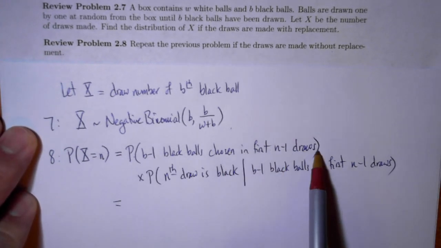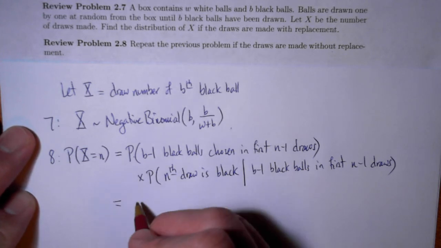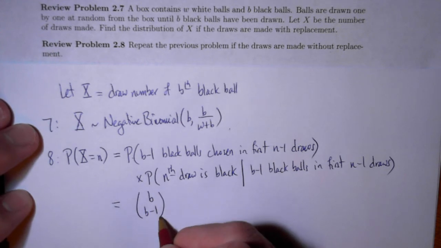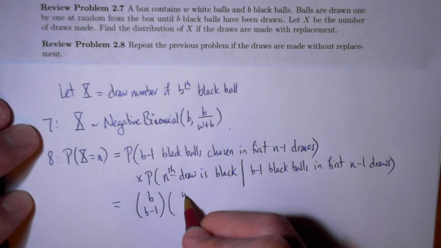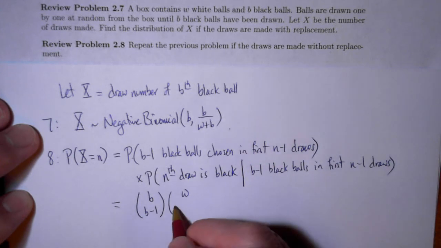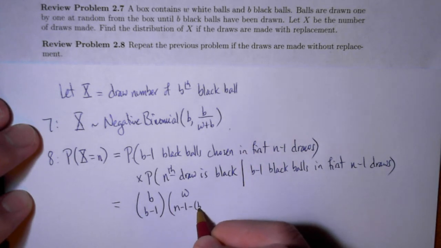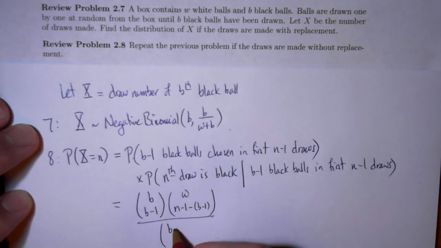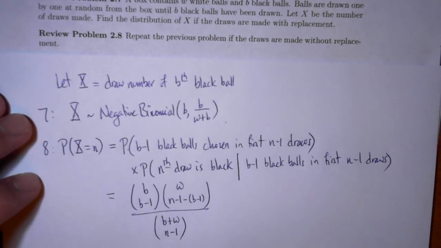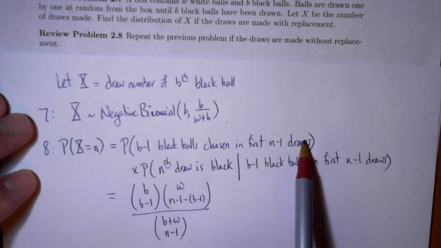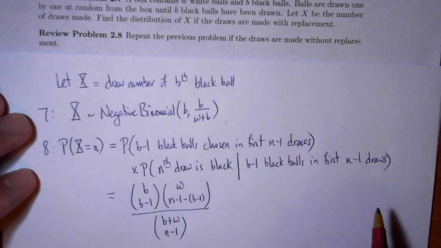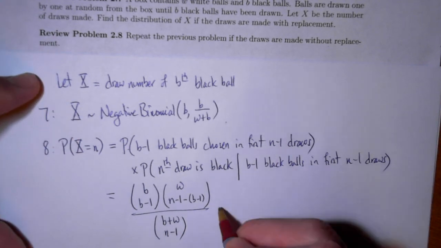Alright, now this first probability here is hypergeometric. There are B black balls in the box. I want to choose B minus 1 of them. There are W white balls in the box, and I want to choose n minus 1 minus (B minus 1) of those. And in total, there are B plus W balls in the box, and I'm choosing n minus 1 balls total. So that's the first probability, using the hypergeometric distribution, counting the number of successes when drawing without replacement.